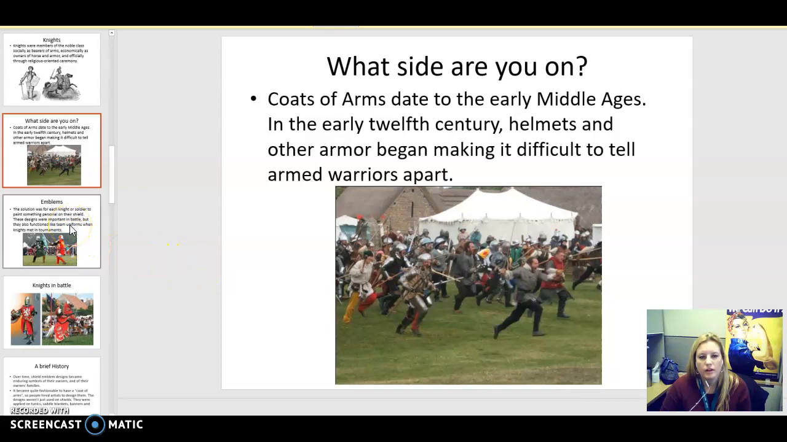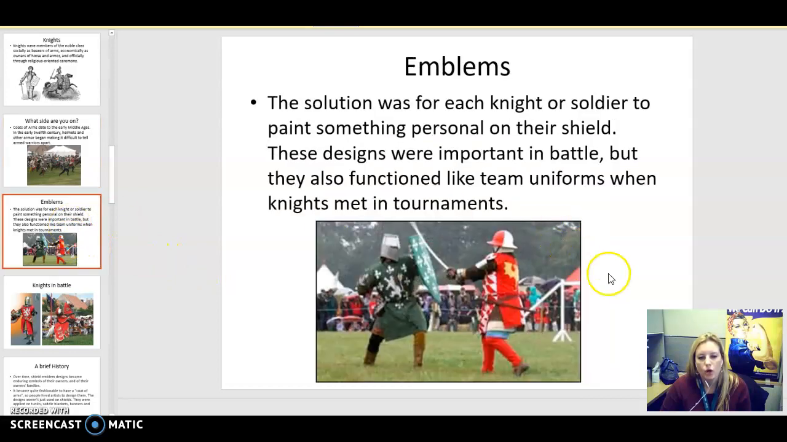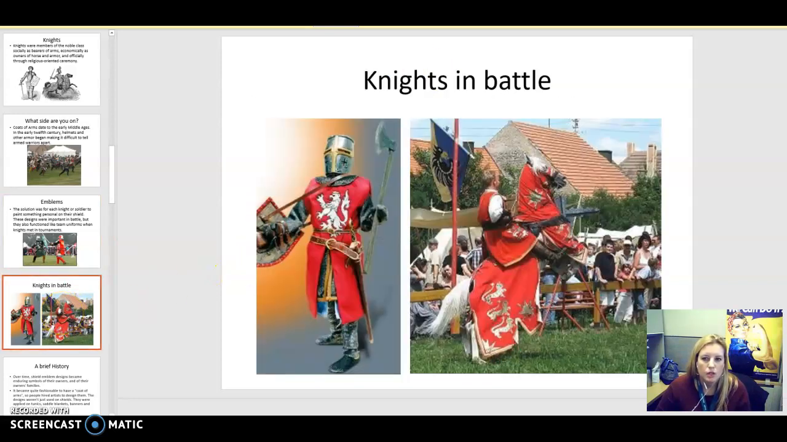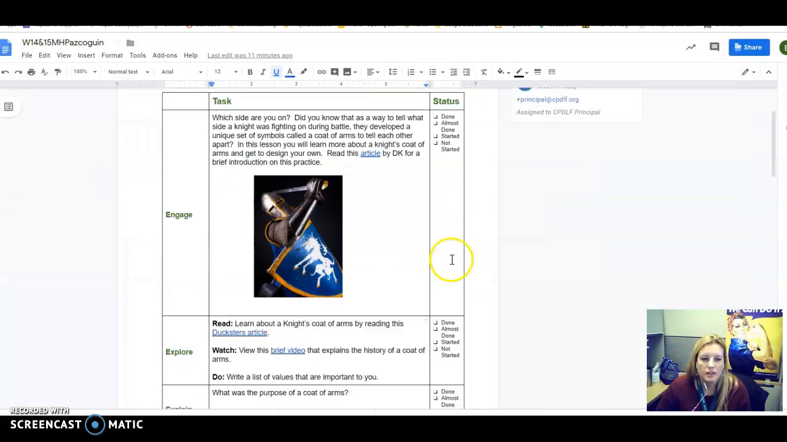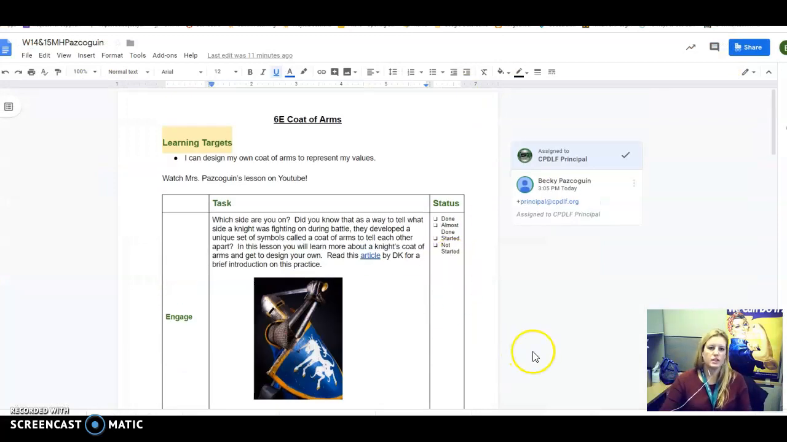Did you ever hear of a coat of arms? That was their solution: a design on their shields. Think of it as team uniforms, a unique symbol for each, and that's how they knew who was who in a battle. I know a lot of you play sports, so think of it as your team uniform. So for this lesson today, we are looking at a coat of arms.